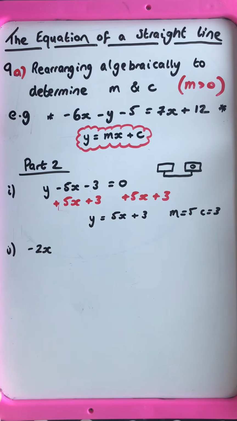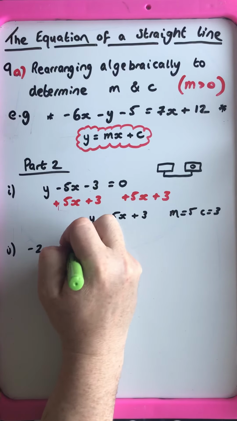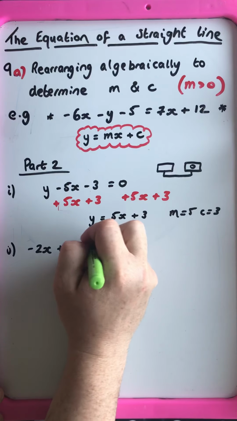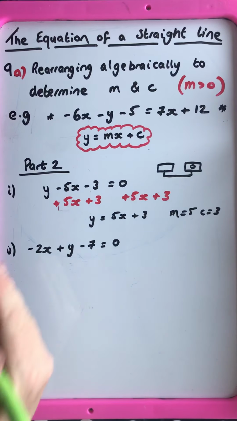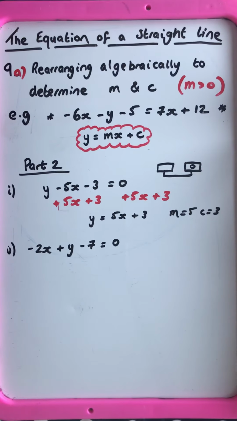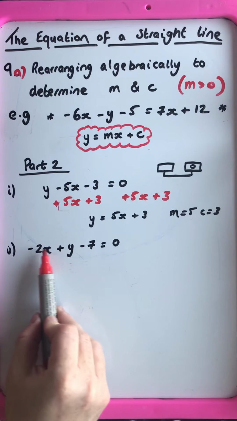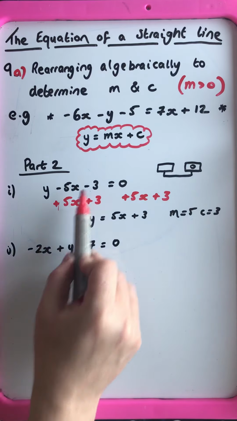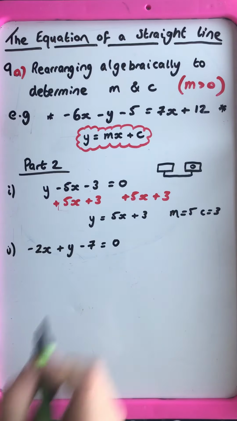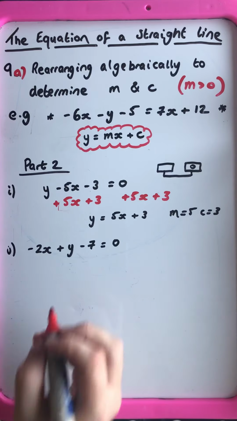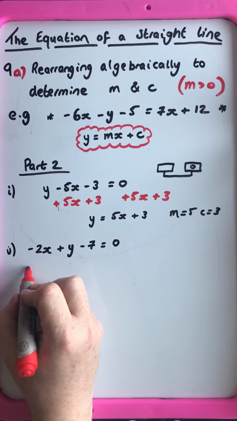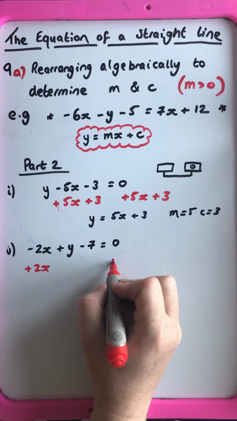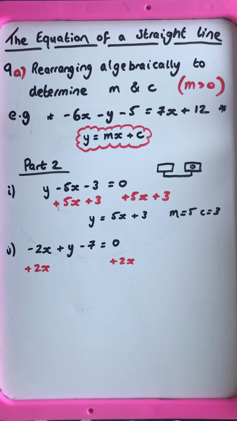Minus 2x plus y minus 7 equals 0. So again, left hand side is equal to the right hand side. Notice what's changed, what's the same, what's different. That could equally be a positive 7. So y equals mx plus c. Minus 2x, negative 2x, that operation needs to invert if it's moving to the other side of the equals.